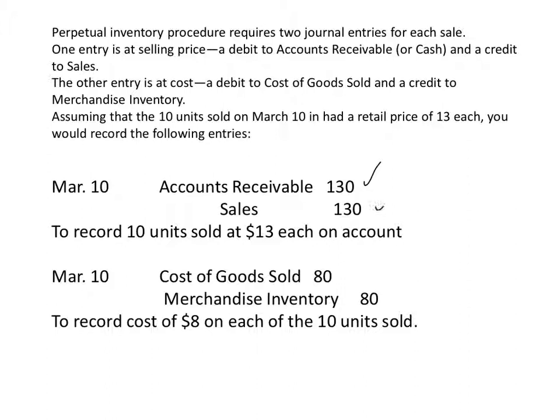debit accounts receivable and credit sales. But under the perpetual inventory system, I have another entry to make, and that is to recognize the cost of goods sold, because I know exactly how much the item cost. It was $80 that I sold, and I take it out of inventory. And so therefore I reduce the inventory account by the cost of the sale.